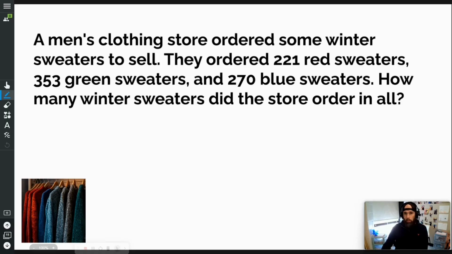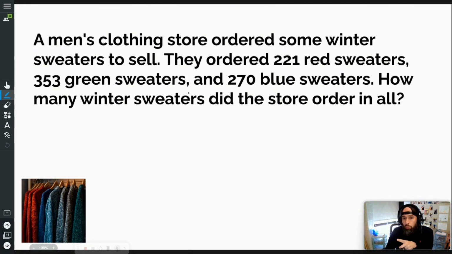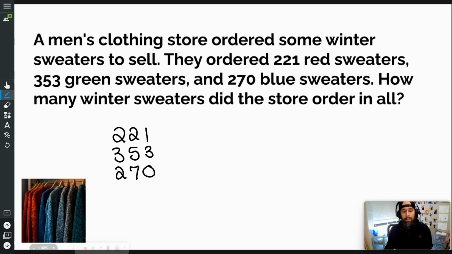Not anymore, though. A men's clothing store ordered some winter sweaters to sell. They ordered 221 red sweaters, 353 green sweaters and 270 blue sweaters. How many winter sweaters did the store order in all? So we're going to add all three because we're going to put everything together. So 221 plus 353 plus 270.